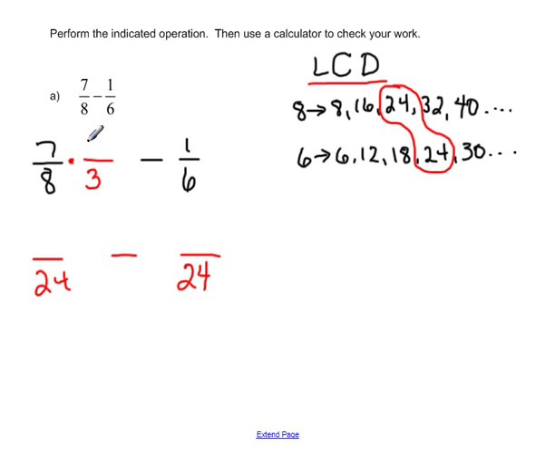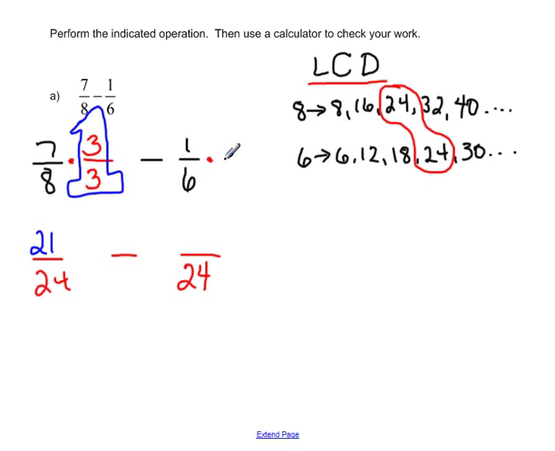But if the denominator gets multiplied by 3, the numerator also has to get multiplied by 3, because notice what I'm doing here. I'm just multiplying this thing by a giant form of 1. And 1 times anything doesn't change the value. So 8 times 3 we know is 24, so 7 times 3 is 21. That's my new numerator. Going to do the same thing over for my 1/6.